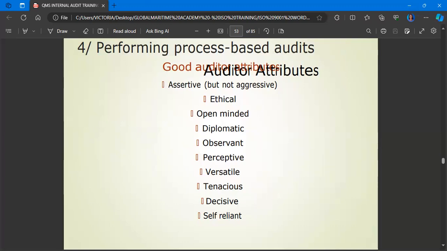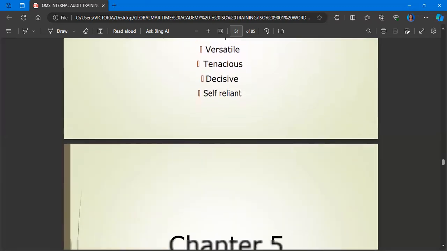Then you have to be observant. You make use of the eyes. You have to be observant. Get some evidence, get some things about the audit. Then go there with a good perspective. And you have to also be versatile, tenacious, decisive, and self-reliant. So you will not be conducting an audit and then you say, oh, give me 1 minute. You want to go and find out from your audit team if this is okay, if this is a non-conformity or no. You have to be self-reliant. You have to have the right knowledge, the right tools at that time.